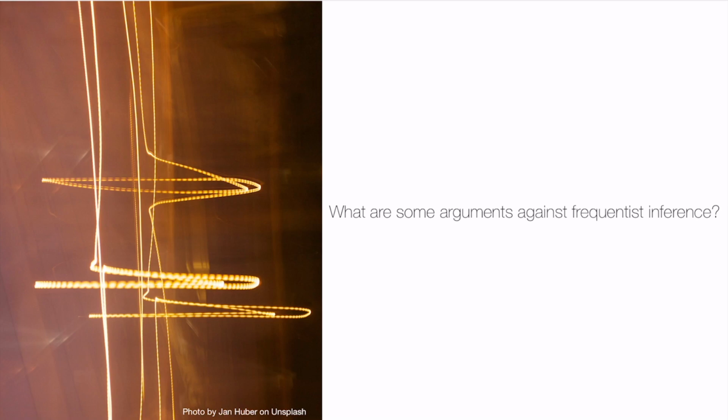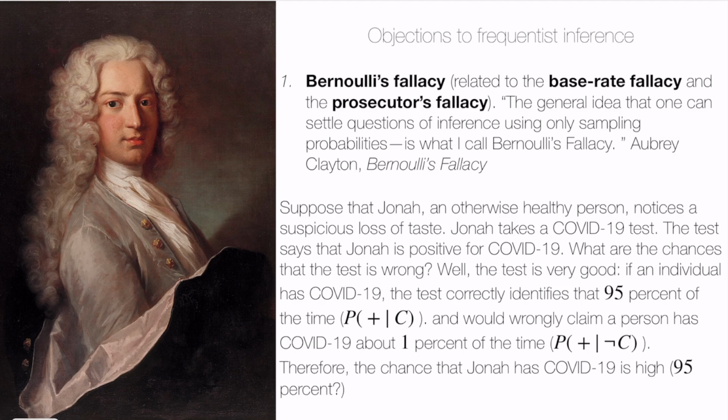All right, so let's consider some arguments against hypothesis testing within frequentist inference. The first one is one that we've talked a bit about in the context of the introduction to the course and interpretations of probability. This one is what Aubrey Clayton calls Bernoulli's fallacy. This is sometimes called the base rate fallacy, at least in a specific context, and also sometimes called the prosecutor's fallacy. Bernoulli's fallacy is an attempt to be a bit more general than something like the prosecutor's fallacy that is specific to courtrooms and logic there.